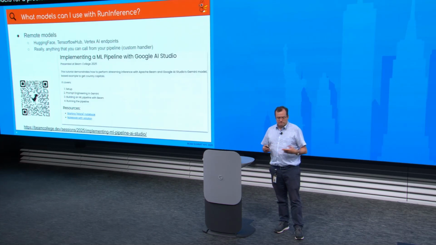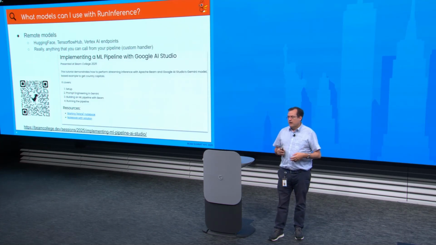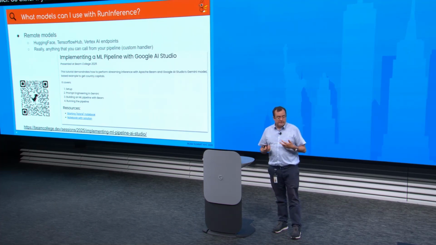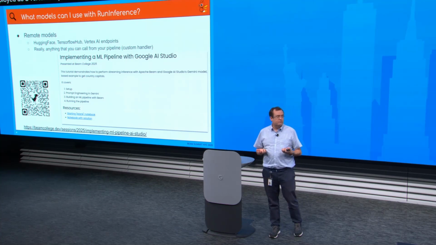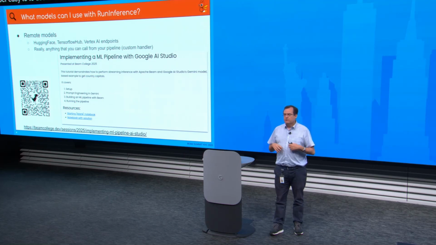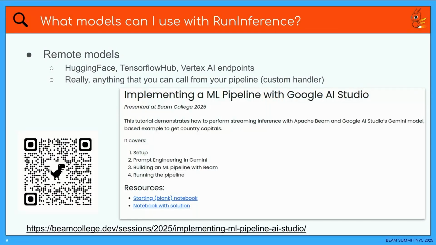What about remote models? This is even easier. Whether your model is in Hugging Face or TensorFlow Hub, deployed as a Vertex endpoint, is Gemini, or a few other examples, it's super easy to use with RunInference. You don't have to worry about batching your requests or handling errors and retries, and these kinds of things that are typical when you are accessing an external API and which are a total pain. So again, this is also something that RunInference takes care of for you. Here, for instance, we have an example of using Gemini with Google AI Studio very easily.